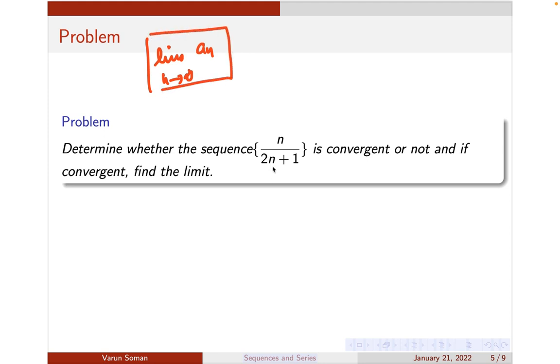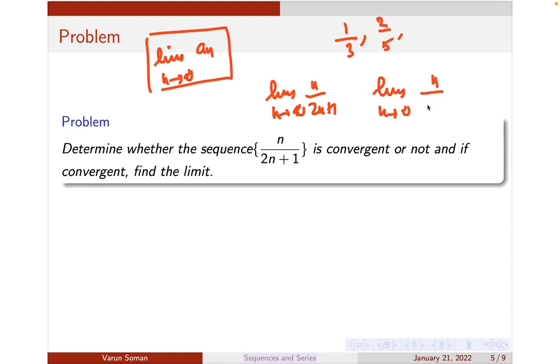Now look, the sequence given to you is n by 2n plus 1. The sequence is basically 1 by 3, then 2 by 5, etc. So how will you check whether this is convergent? Just put limit n tends to infinity of n by 2n plus 1. How will you calculate infinite limits?